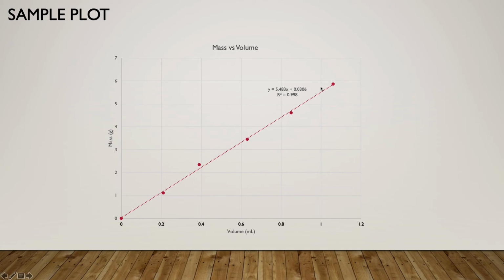For instance, if we're looking at our linear regression line, there's one data point that's not nearly as close as the others, but by having a lot of data points, it helps correct for that. And so we can still get a very accurate density measurement, even if one mass or one volume measurement was a little bit off.